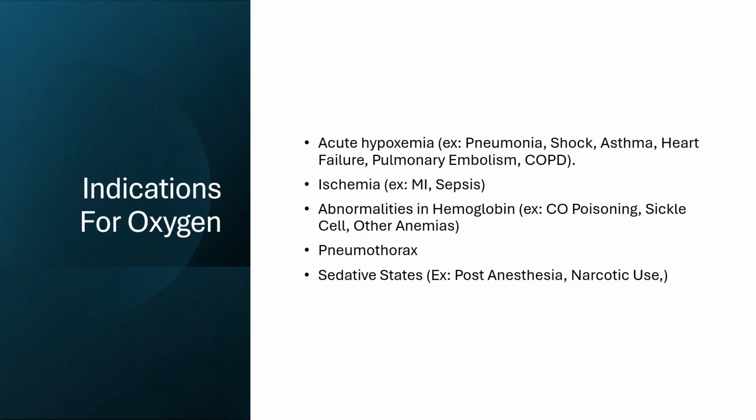Sometimes if there's abnormalities in the hemoglobin, so maybe the patient has carbon monoxide poisoning or sickle cell disease or other anemias, they're not going to carry that oxygen well on their hemoglobin, and so they're going to have trouble breathing, and so we're going to treat them with oxygen. Maybe if your patient has a pneumothorax, or sometimes even sedative type states, so patients that come back after anesthesia, or maybe they're using narcotics, etc.